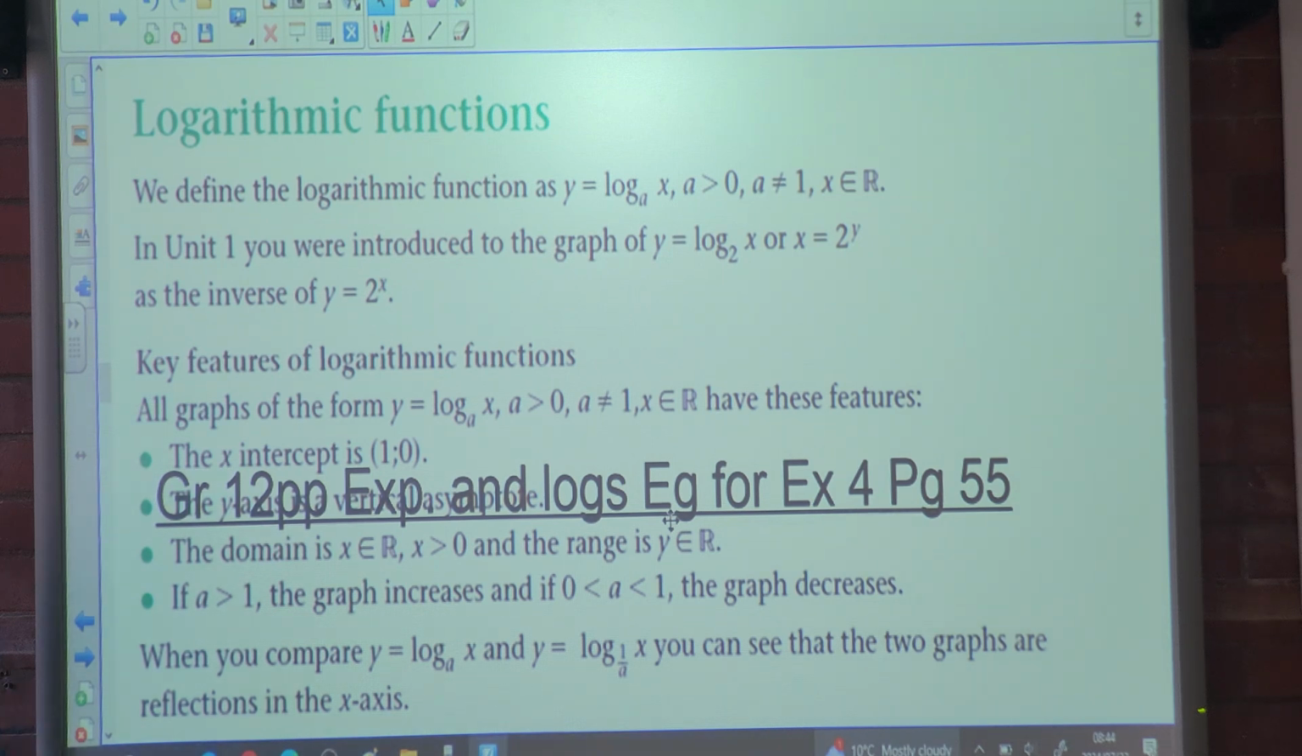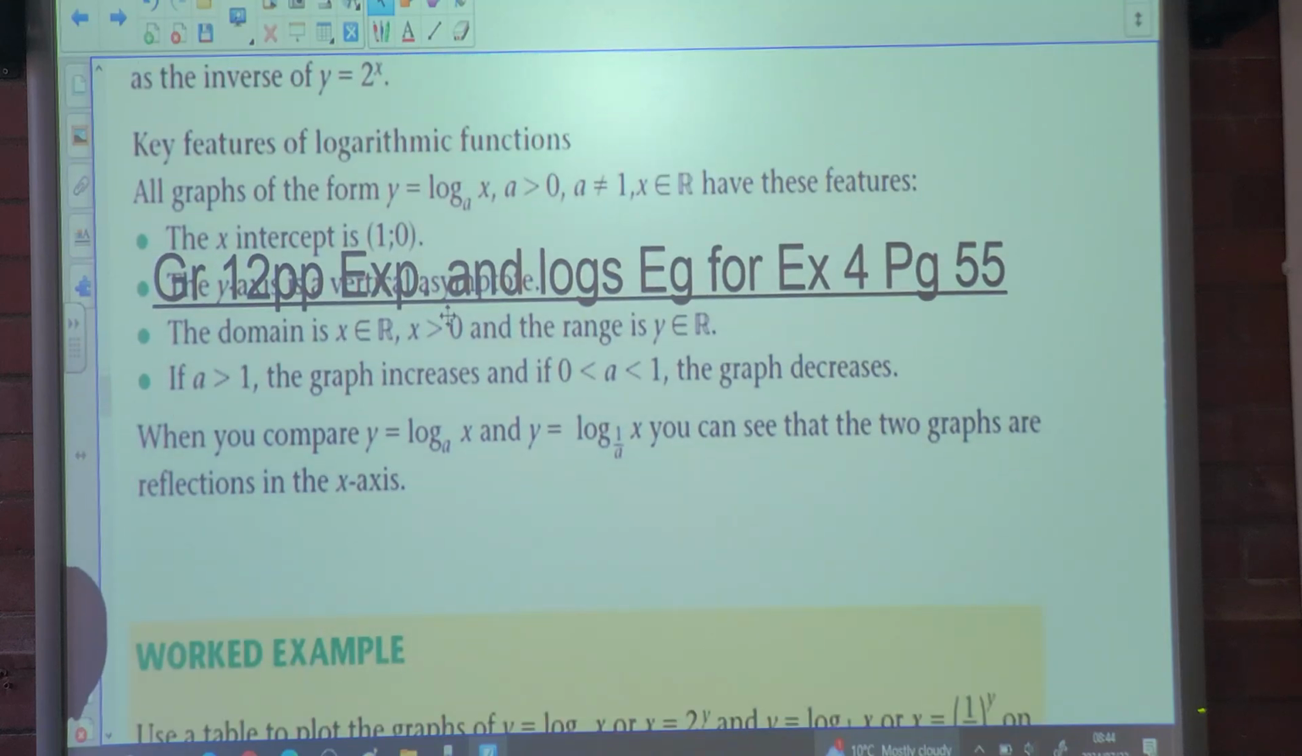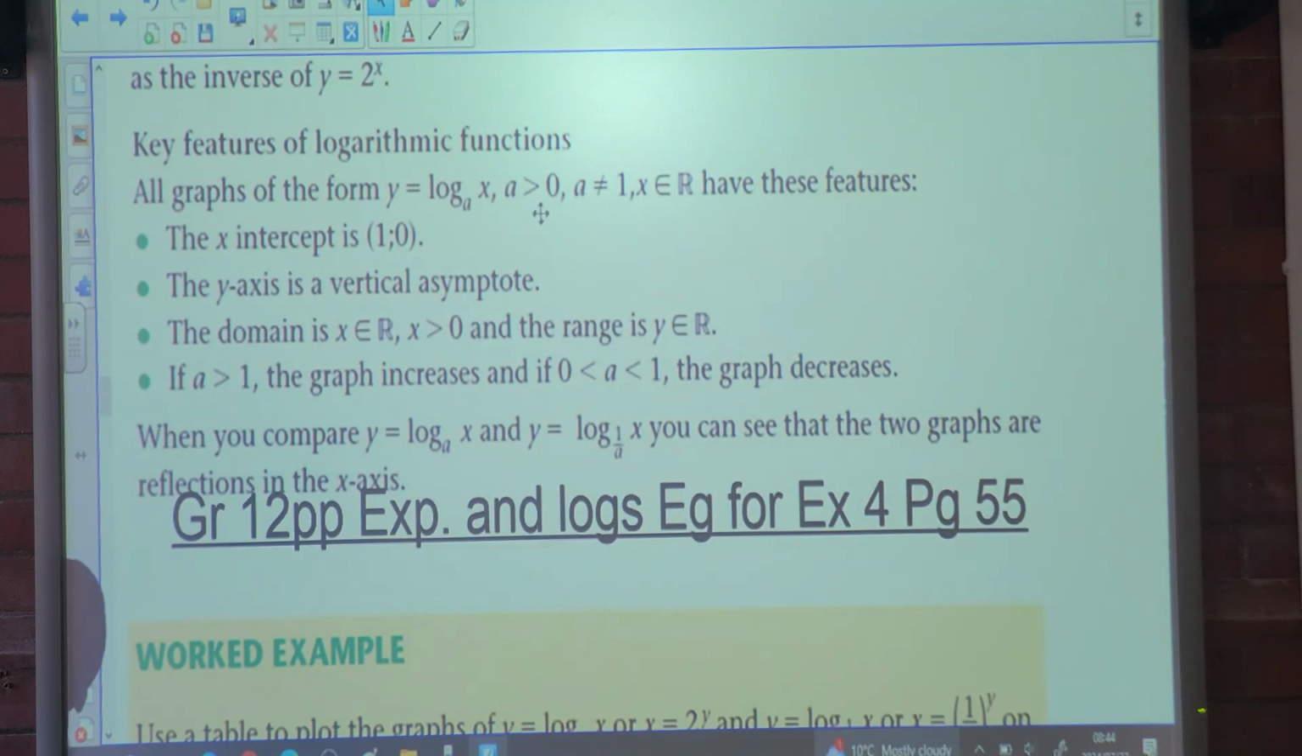Key features of the log function: all graphs of the form y is equal to log x base a, where a is greater than 0, which means to say positive, and a can't be 1. X can be 1, but a can't be 1. Okay, so that's the new denominator. The reason for that is because log x base 10 or log x base anything other than infringing on the restriction will give you an answer of 1. Log of 1 is always 0.